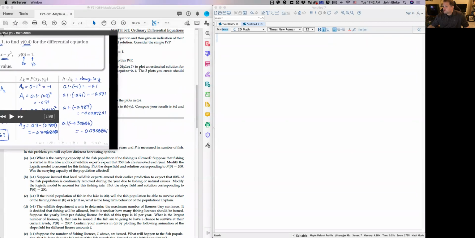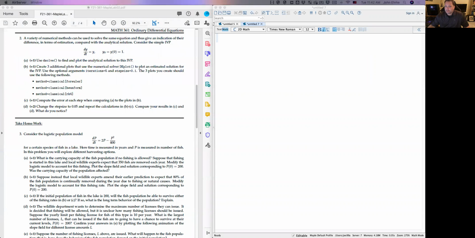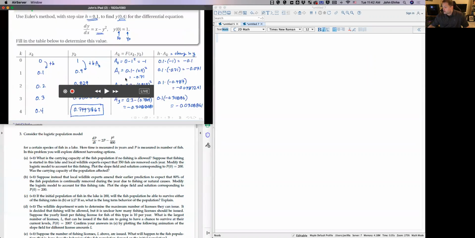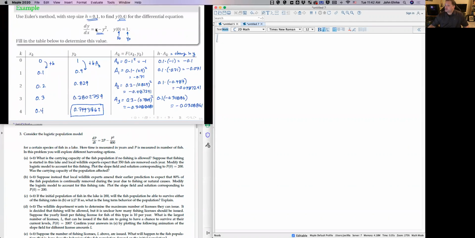Let's see if I can get this side by side here. All right, I think that's as good as we're going to do. Okay, so our differential equation here is x minus y squared. So let me go ahead and enter that equation. So y prime of x equals x minus y squared. So there is my differential equation.